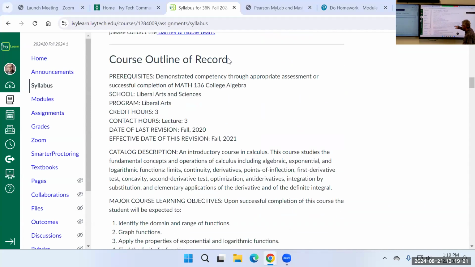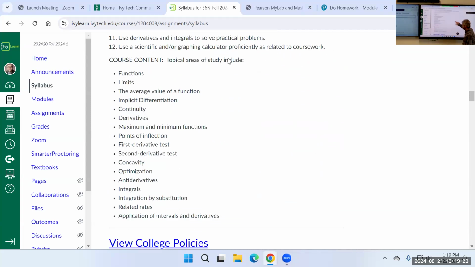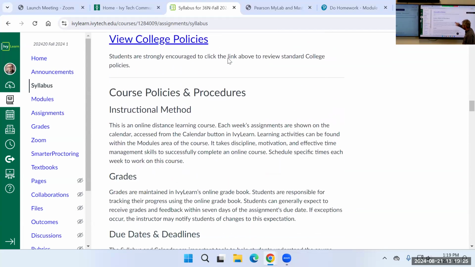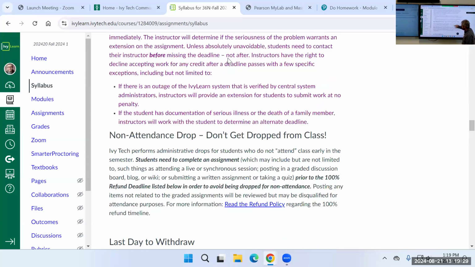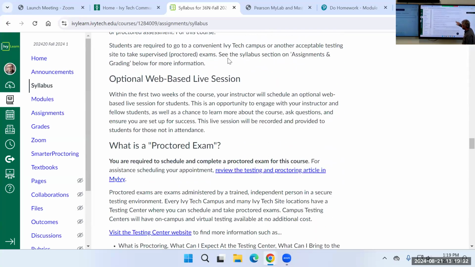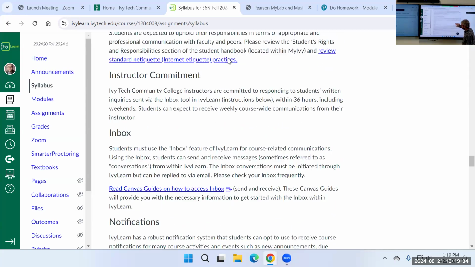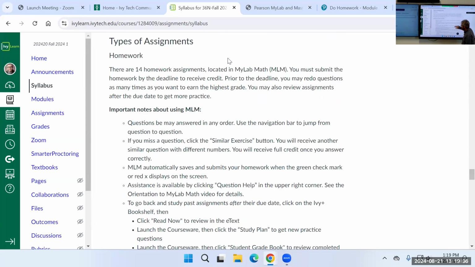You do not need to own a physical textbook. That is not my requirement. If you want to, it is available. I do not need you to. And let's see, is there anything else I should briefly mention before I get into it?